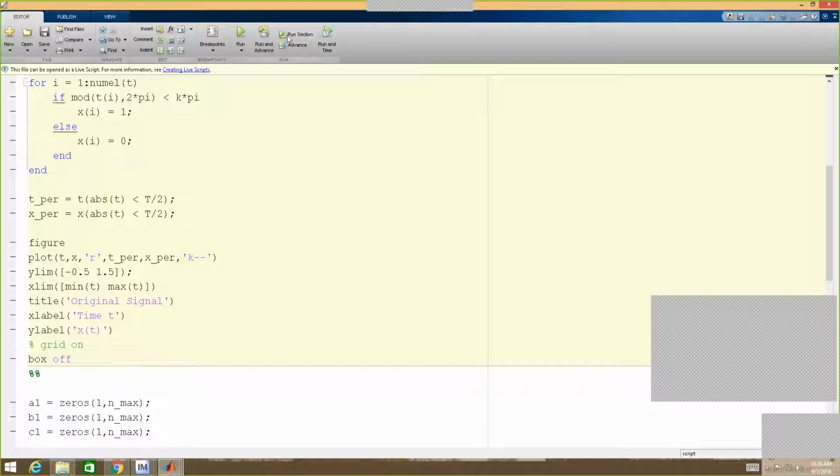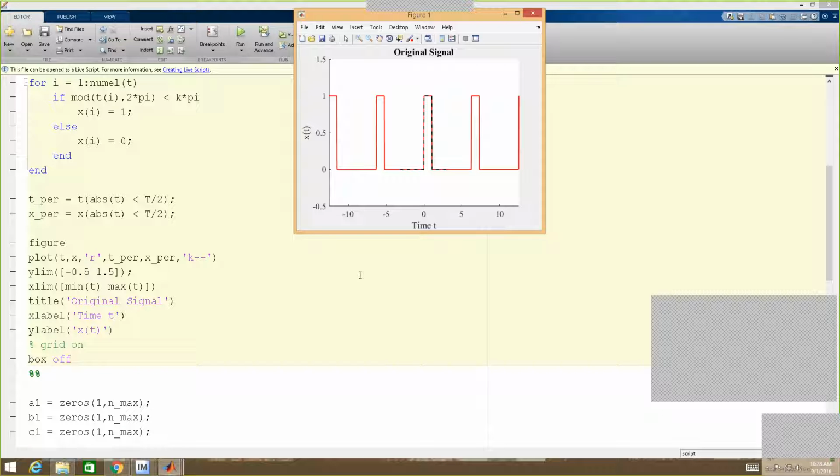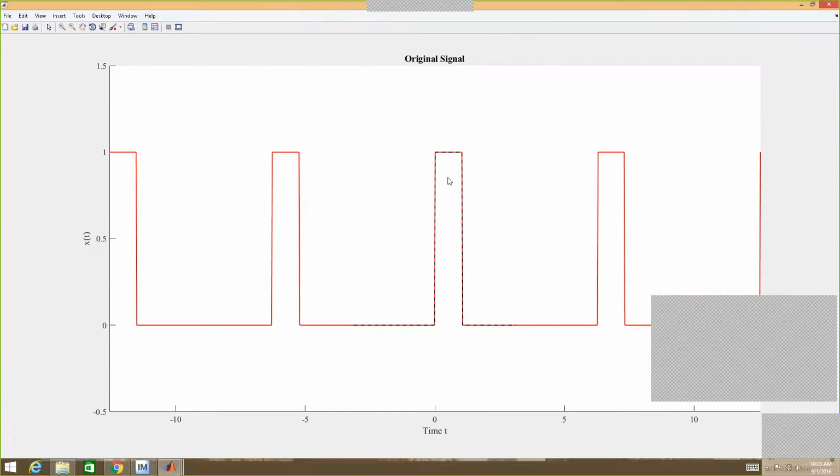Run section. So what we get here is your signal.